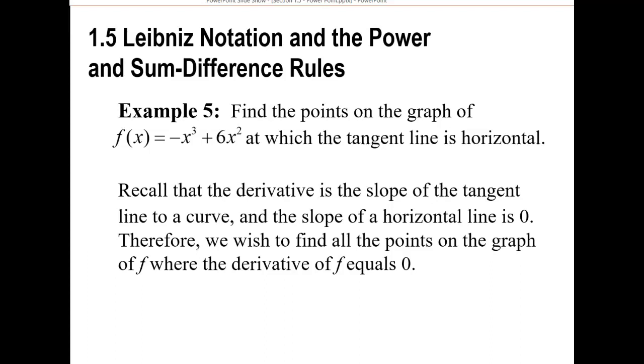And then if I want the tangent line to be horizontal, the line is horizontal, its slope is 0. All right, so that the derivative is the slope of the tangent line, and the slope of a horizontal line is 0. So when they're asking us to find the points on the graph for which the tangent line is horizontal, we need to find the points on the graph for which the derivative, which is the slope of the tangent line, is equal to 0.